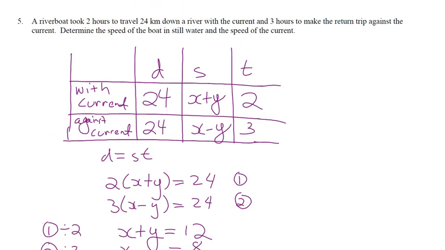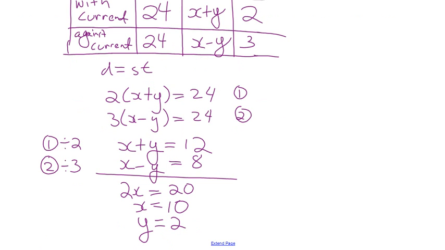Let's go back here. Riverboat took 2 hours to travel down with the current. So with the current, it's going 12. And 24 kilometers at 12 kilometers per hour is 2 hours. And against the current, 24 kilometers at a speed of 8 gives you 3 hours, so that fits. Okay, and what do we determine? The speed of the boat in still water and the speed of the current.